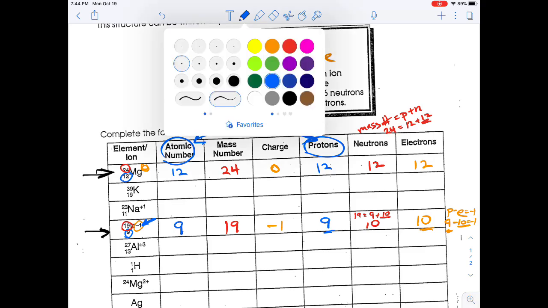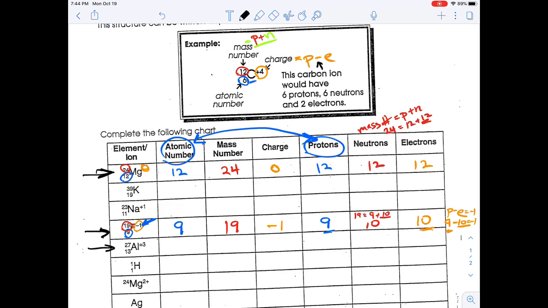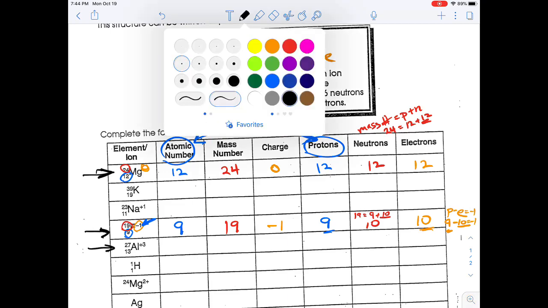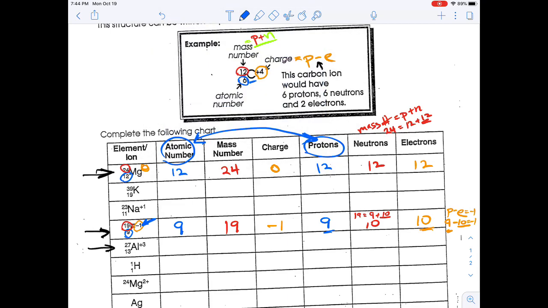Now let's compare that to the next one, which is this one. When we have aluminum, 13 atomic number, therefore it better be 13 protons. Again, that has to be identical. Then we have a mass number 27, and that mass number will let us figure out the neutrons because 27 is going to be equal to 13 plus what? Well, 14. 14 plus 13. So we have 14 neutrons.